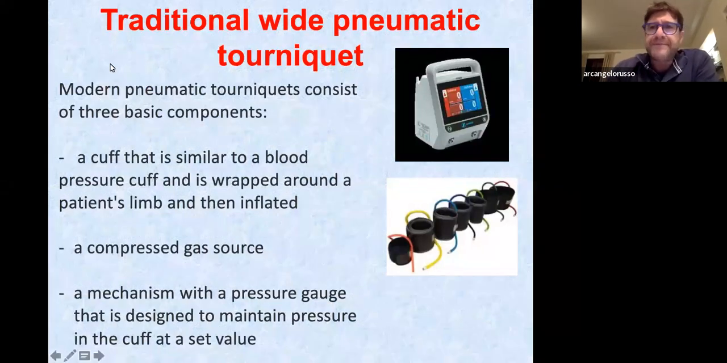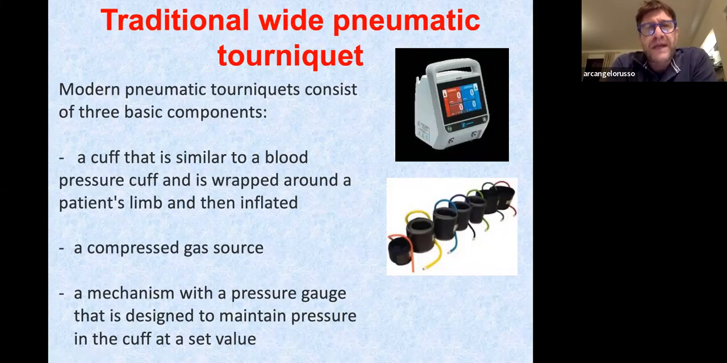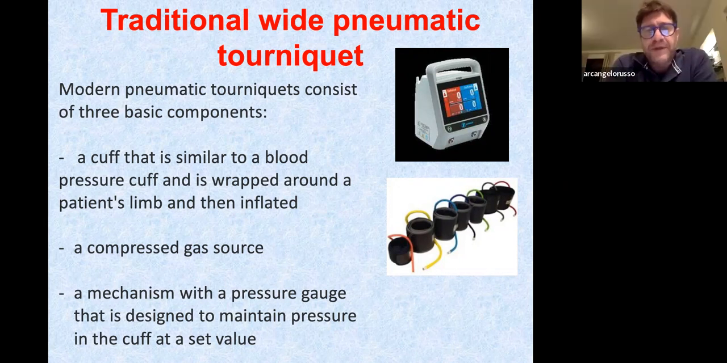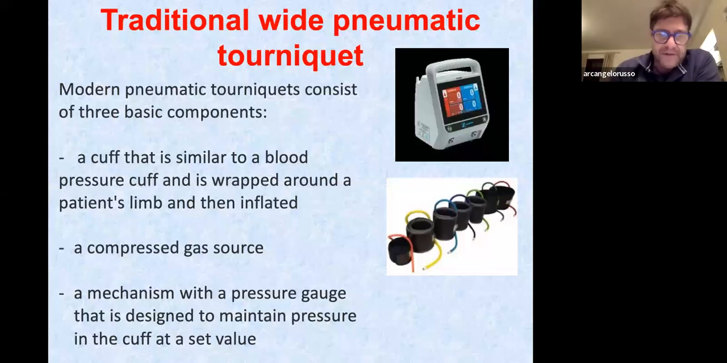Traditional tourniquet. A modern pneumatic tourniquet consists of 3 basic components. As you know, a cuff that is similar to a blood pressure cuff and is wrapped around the patient's limb or arm, a compressed gas source, and a mechanism with a pressure gauge that is designed to maintain pressure in the cuff at a set value. Maybe it is around 300 millimeters of mercury on the leg, maybe less on the arm.